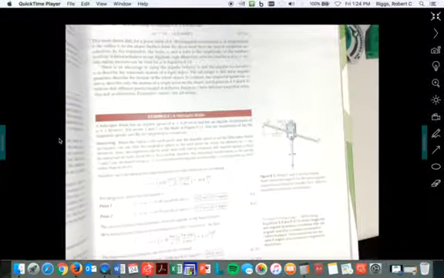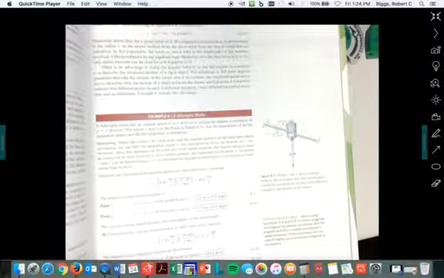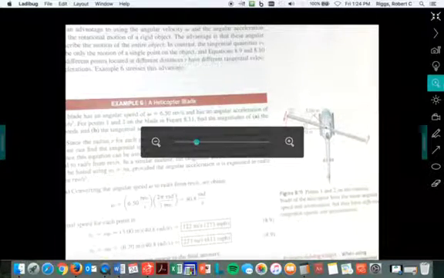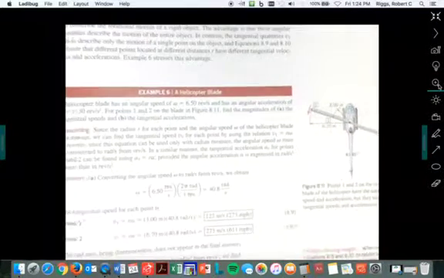All right, so let's do a problem then. Let's say we've got a helicopter blade, so we're looking at the top. I'll just show you the problem right here. Let's just read it together. Okay, let's zoom in.